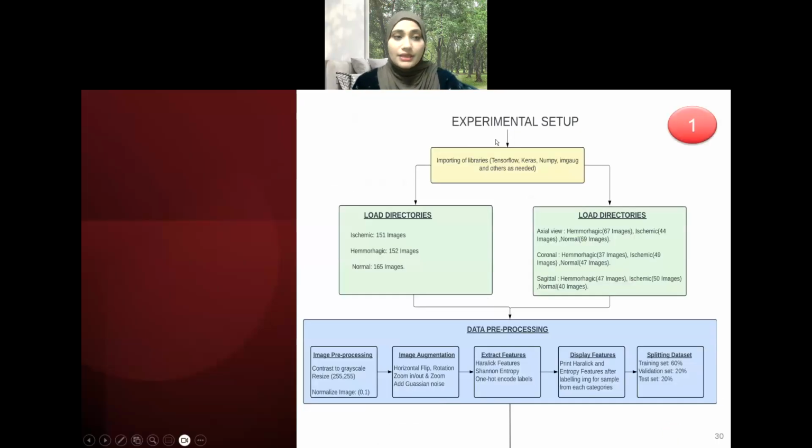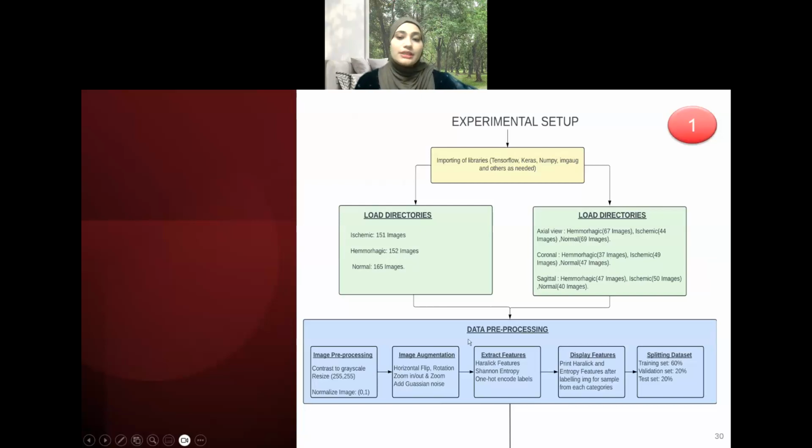For the experimental setup, as I have discussed before, I have given an overview. This is the importing of the libraries. We're going to use TensorFlow, Keras, NumPy, and ImageCog for image augmentation and others as needed. Then this is our first database, dataset 1, which has ischemic, hemorrhagic, and normal. This is the loading of directories. This is the second data set, where we have axial, coronal, and sagittal. For dataset 1 we have 4 experiments to run, and here we have 16 experiments to run.